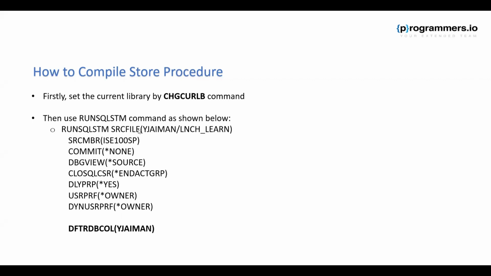You can see I'm giving a source file and my member name. If you do not pass the compiler options here, it's not mandatory, like commit none or debug view source, because we already mentioned that in our procedure source. User profile owner, dynamic user profile owner, these things we have already mentioned in our source.